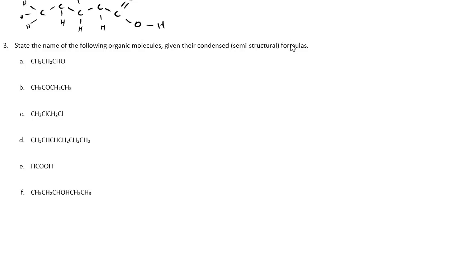Alright, so state the name of the following organic compounds given the condensed semi-structural formulas. So here we have our semi-structural formulas. If you feel better about it, you can draw it out. So we can see here this ending is an aldehyde. So that's an aldehyde.